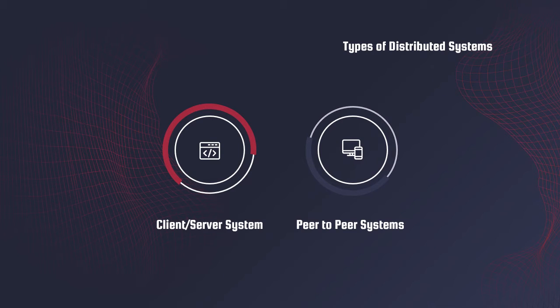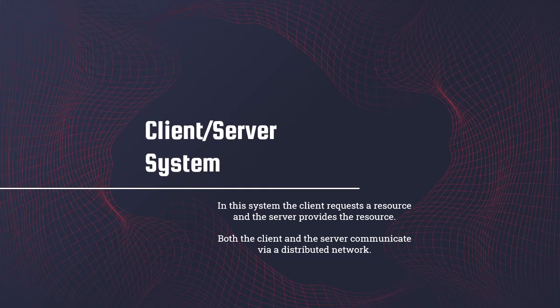Types of distributed systems: client-server system and peer-to-peer systems. Client-server system. In this system, the client requests a resource and the server provides a resource. A server can serve multiple clients at the same time while a client is in contact with only one server. Both the client and the server communicate via a distributed network. An example of a client-server system would be an ATM machine, which is connected via the bank's distributed network.